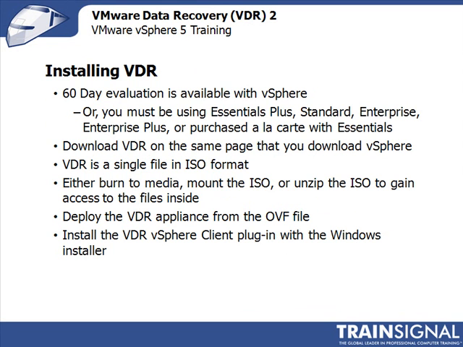And now we're at the point of installing VDR. You should know that there's a 60-day evaluation version of vSphere Enterprise Plus that comes with VDR included. Alternatively, if you already have a license of vSphere, you need to be using either Essentials Plus, Standard, Enterprise, or Enterprise Plus, or you should have purchased an a la carte version of VDR if you have vSphere Essentials. You can download VDR on the same page where you download vSphere, and VDR will be downloaded in a single file ISO format. So it's just a single ISO file.